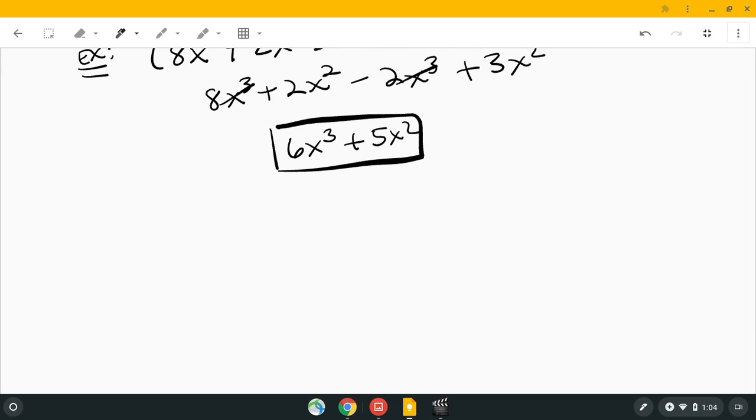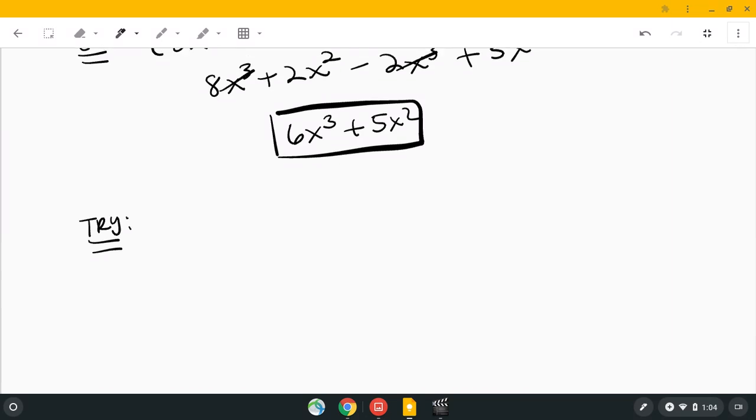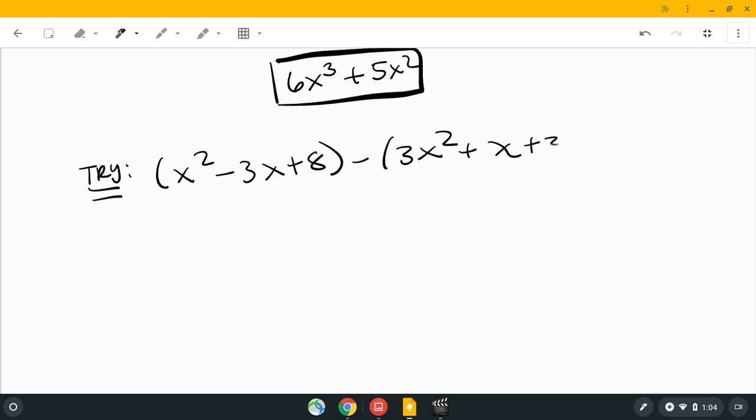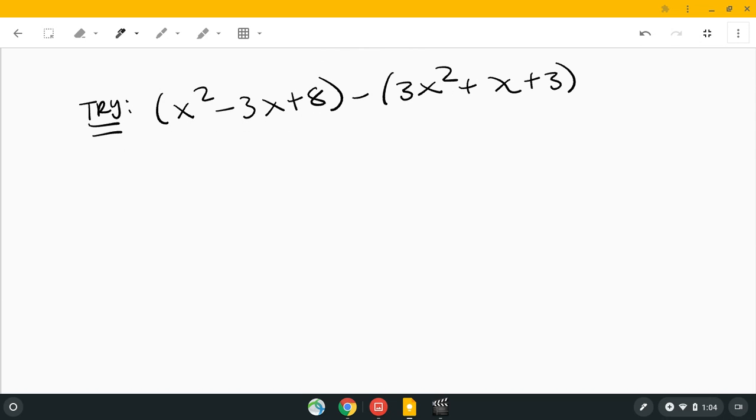Okay, go ahead and try this one. So you'll hit the pause button, and then you'll come back and see if you got the same answer as I did. Okay, all right. So go ahead, hit the pause button, and come right back.